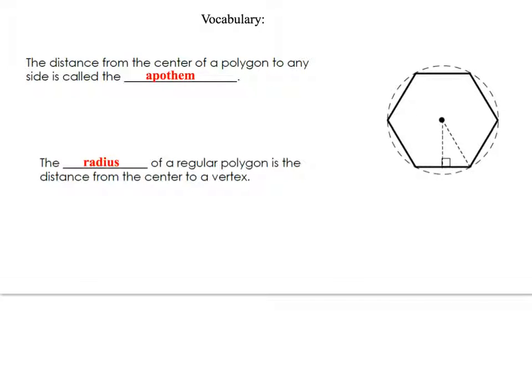Here it says the apothem, right here, is the distance from the center of a polygon to the side. So the apothem is the distance from the center to a side. And the side is going to be right in the middle of the side of the figure. Now, of course, we all know what the radius is. The radius is not going to change. It's going to be the center to an angle, or the vertex. So that's the radius. It is different from the apothem.